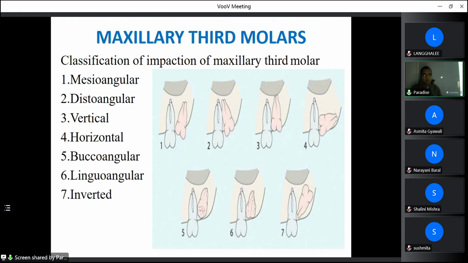Now moving to maxillary third molars. Classification of impacted maxillary third molar is similar to the mandibular third molar. So it may be mesioangular impaction, distoangular impaction, vertical impaction, horizontal impaction. It may be buccoangular, linguoangular, and inverted. In case of mandible, the mesioangular is the easiest to remove, but in case of maxilla, it's just the opposite. Mesioangular impaction is difficult to remove. The easiest to remove is distoangular, because the bone is not present distal to the maxillary tuberosity. There is presence of the pterygopalatine fossa. There is empty space, so it's easy to remove the impacted third molar whose root is distally angulated.